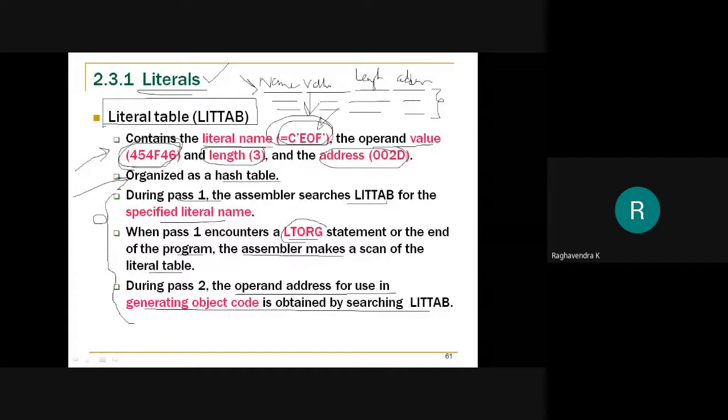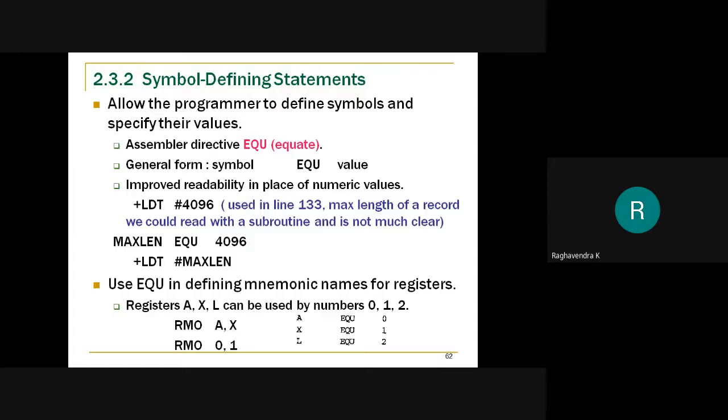Then later, at the end of the program, the remaining part, if it contains any literal, is going to be recorded. Once this information is recorded during pass 1, during pass 2 the same information is going to be used during object code assembly. So this is how the concept of literals is actually used.